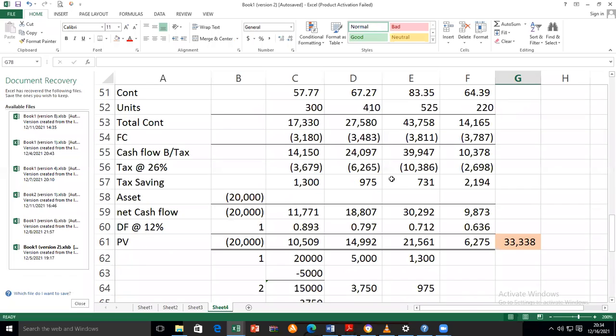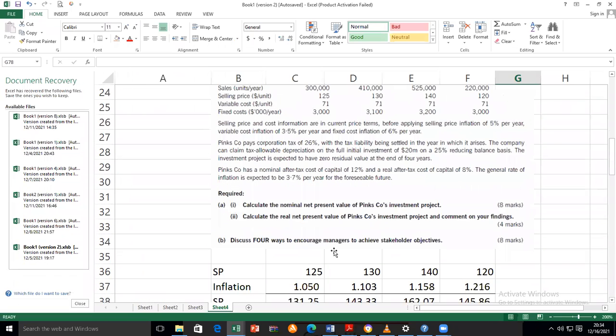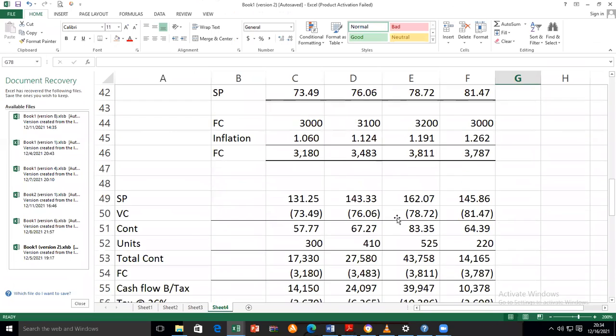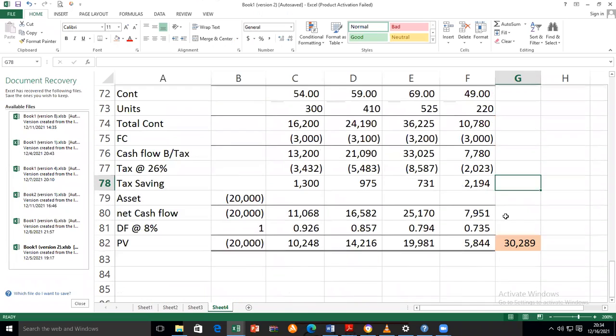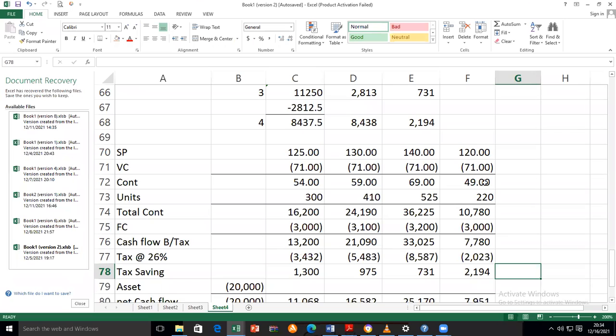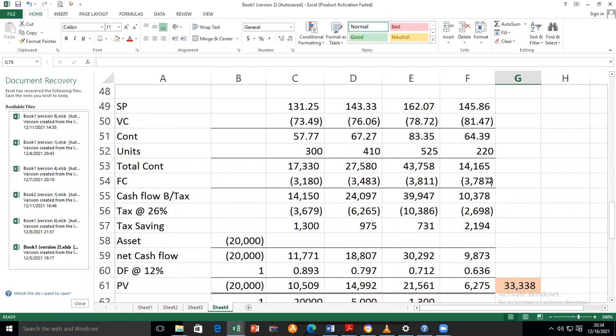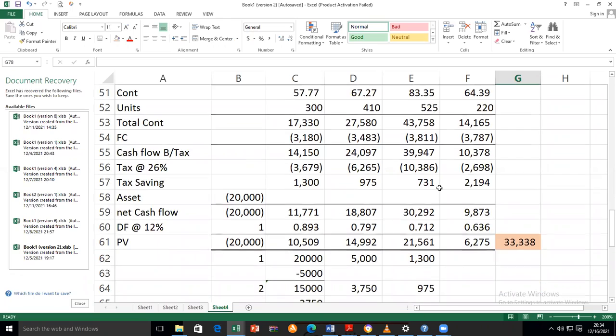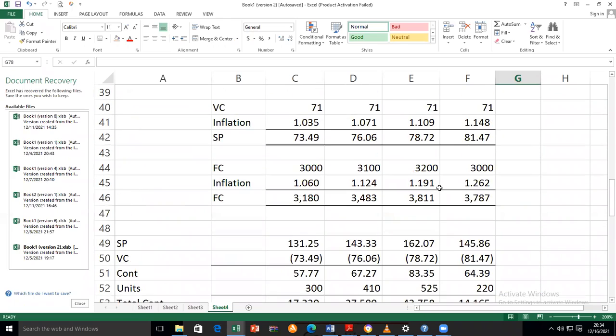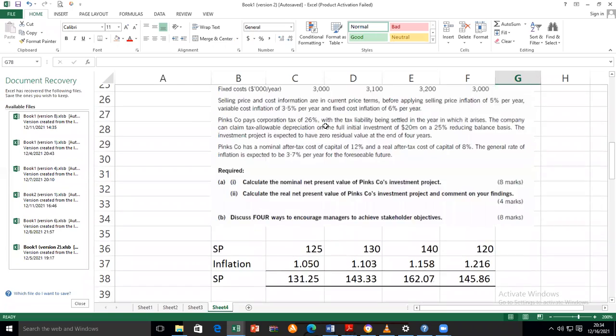What was the other part of the question? Who can give us the answer? So our findings are that both answers are positive. Both answers are positive. That's what we can see. So it just shows that the project is still acceptable in whichever approach that we use.